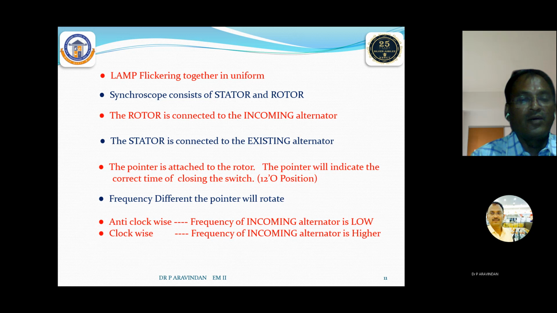In this particular moment, we can confirm that the frequency, phase sequences, and voltages should be equal, and the voltage difference should be zero. Then we can find the exact synchronization point. Then if we close the TPST switch, it will make the proper synchronization of the machine.